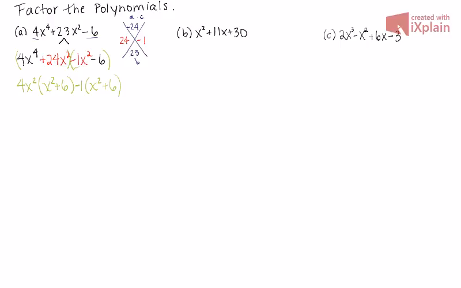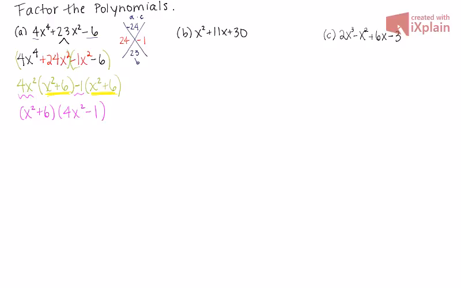I know that I successfully factored because I got the same exact thing inside my parentheses. That will be one of my groups, x squared plus 6, and my other group will be the stuff that is remaining on the outside, 4x squared minus 1.